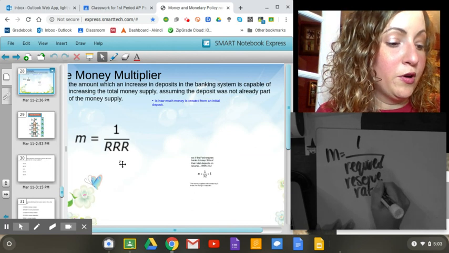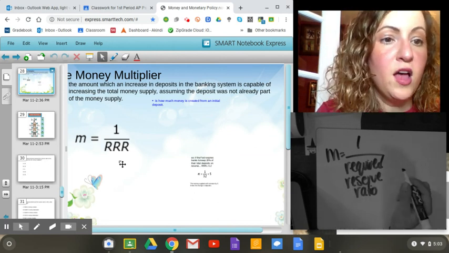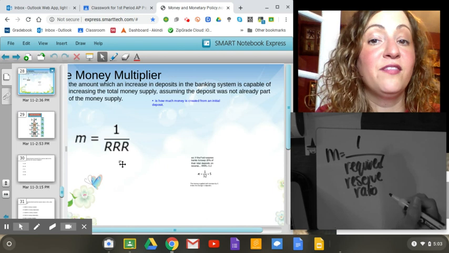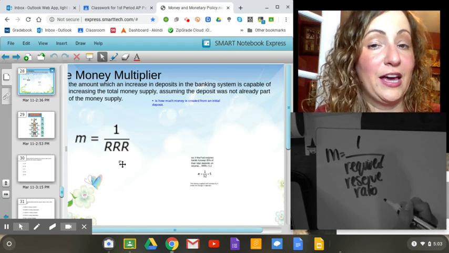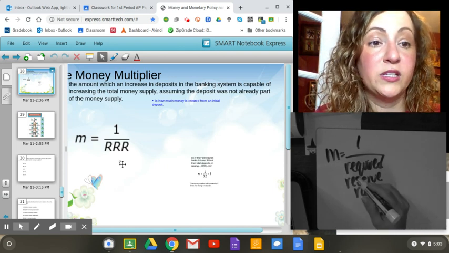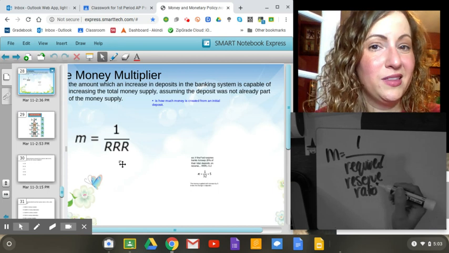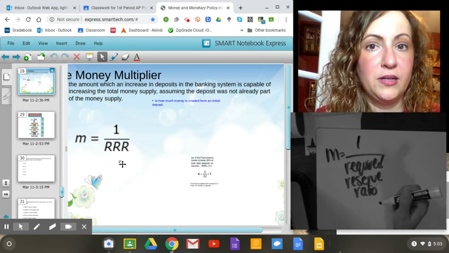And if you remember from last week, the required reserve ratio is the percent of deposits that must be kept in the bank at all times. So this number is going to be a percent. Of course, we're not going to keep it in percent. We're going to keep it in decimal form.